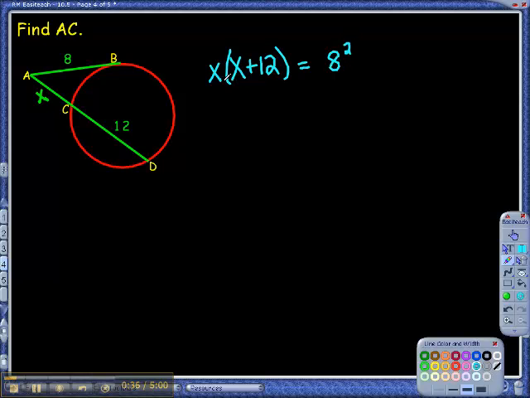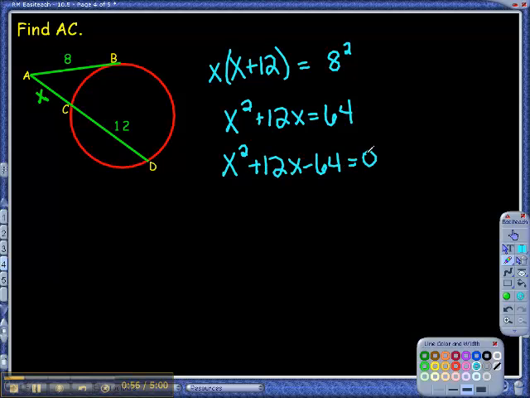Now, notice on this one when we distribute, you're going to end up with a quadratic equation. We have an x squared plus 12x is equal to, and we know that 8 squared is 64. With quadratic equations, we want to set them equal to 0 first. So I'm going to say x squared plus 12x minus 64 is equal to 0.